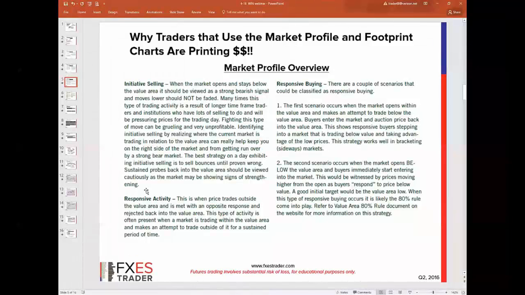This is important because this is a business of ambiguity, right? You're never really going to have the perfect ring-the-bell at the top or the bottom in terms of getting long or short. It is a business of judgment. And this is why I use a profile a lot, because it helps me make much better judgments about where the market is headed. So that's initiative selling.